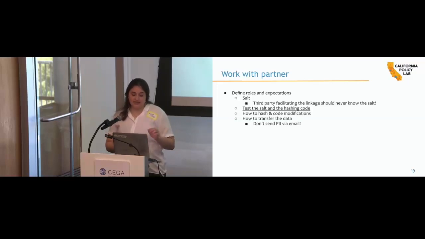The next thing is test the salt and the hashing code. Again, I underlined this. It's really important. We're going to go over it in the next slides. The next part is go over with them what the hashing process is and any code modifications. In the code that we have written, they should only change the input file path, output file path, include the salt and any variables that they're going to be hashing. And then finally, how to transfer the data back to you. I don't think I need to say this to y'all, but don't send data via email, right? Try to figure out a secure protocol to send the information back to people. You're trying to minimize inadvertently exposing people's information.